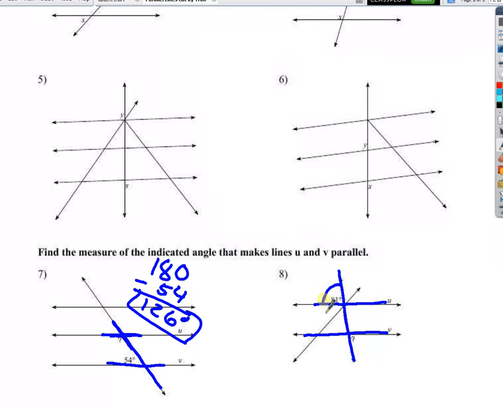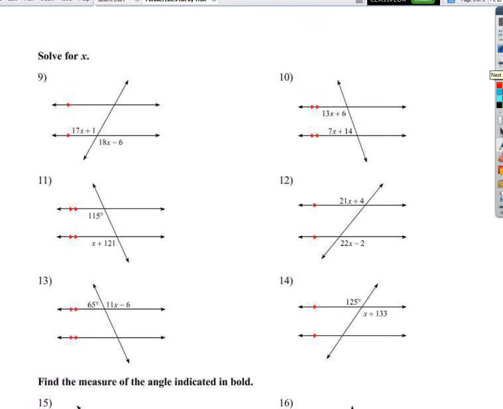Now, this angle here is congruent to this angle here, and this angle here, right? According to my chart, these are all congruent to each other. So if this is 81, this is also 81 degrees. All right. Go ahead and flip it over onto the back.